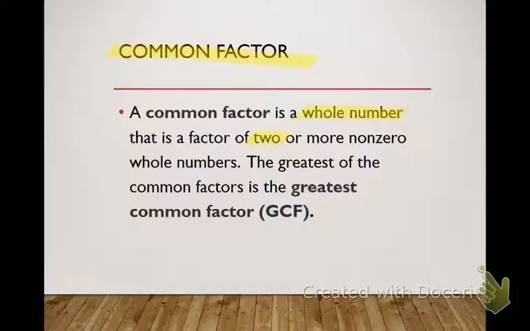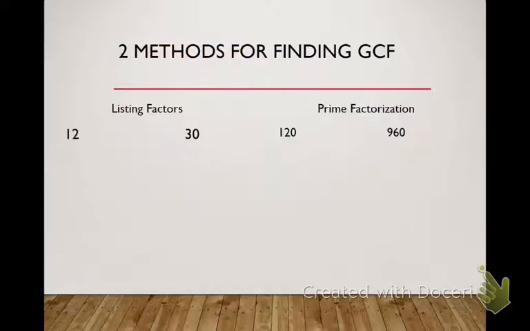So, say you take the numbers 12 and 16. Well, 12 and 16 both have a factor of 4, so that's a common factor. So we're either looking for common factors or we're looking for common prime factors in both of our methods for solving GCF. So let's look at our methods, okay?